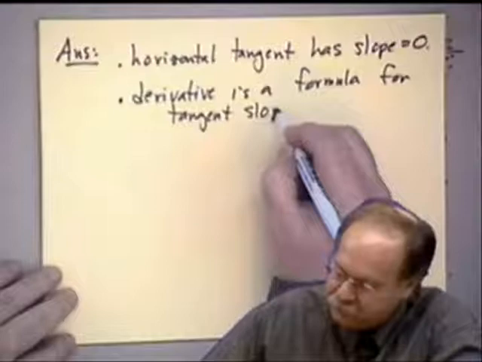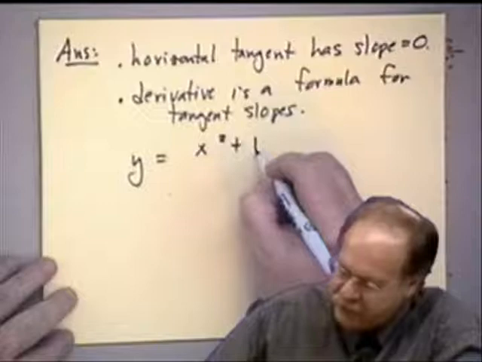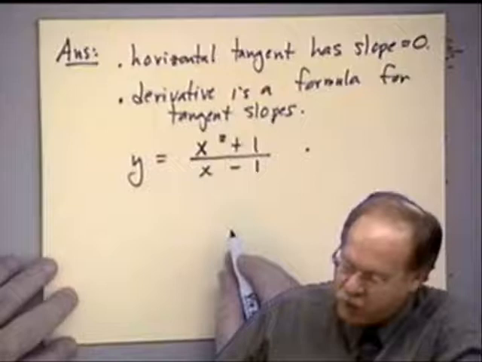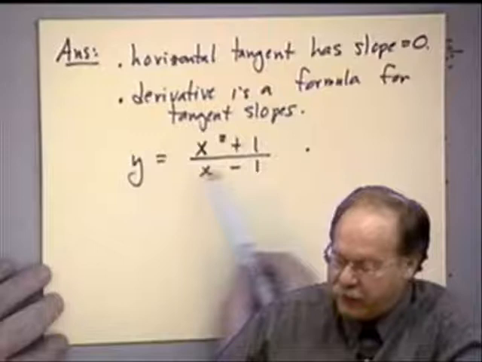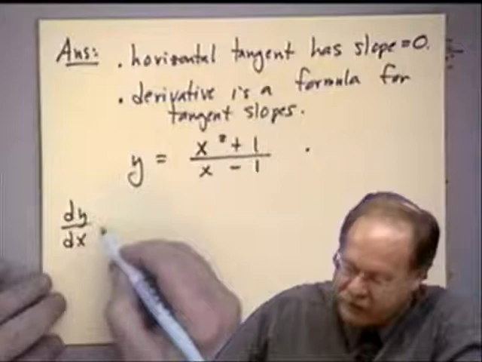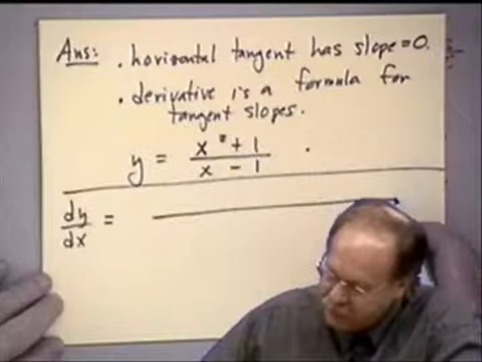Okay, here is our original function. Let me just rewrite it here for convenience: x squared plus 1 over x minus 1. It is indeed a quotient. And if I want to examine tangents and therefore tangent slopes, I will need to find its derivative. So let's do that. The derivative with respect to x of this function, since it is a quotient, we'll need the quotient rule. So we start with the bottom and square it, so x minus 1 squared.